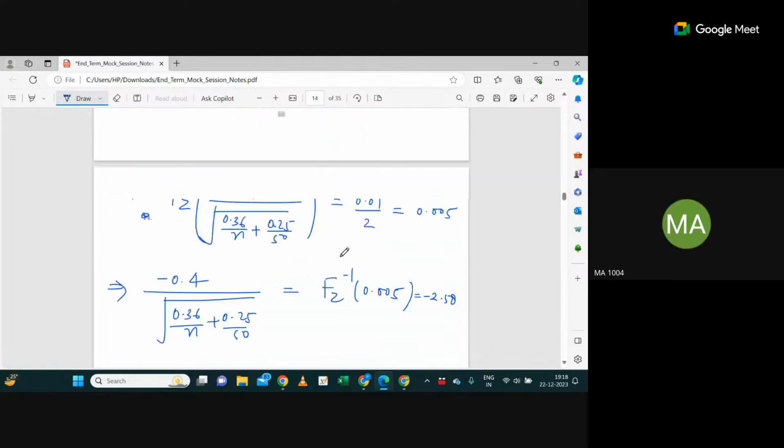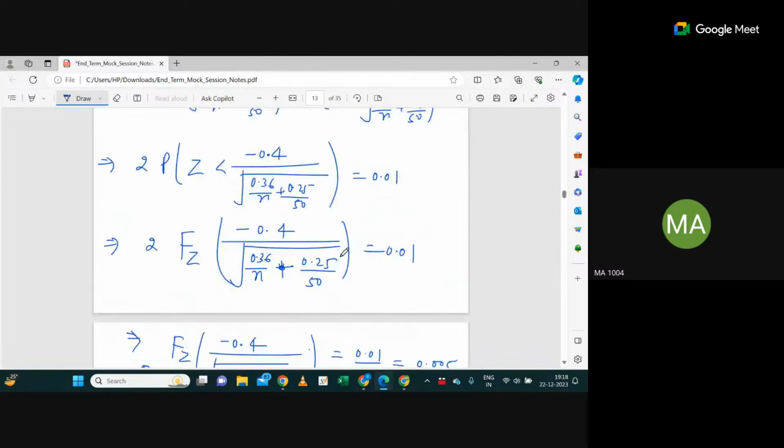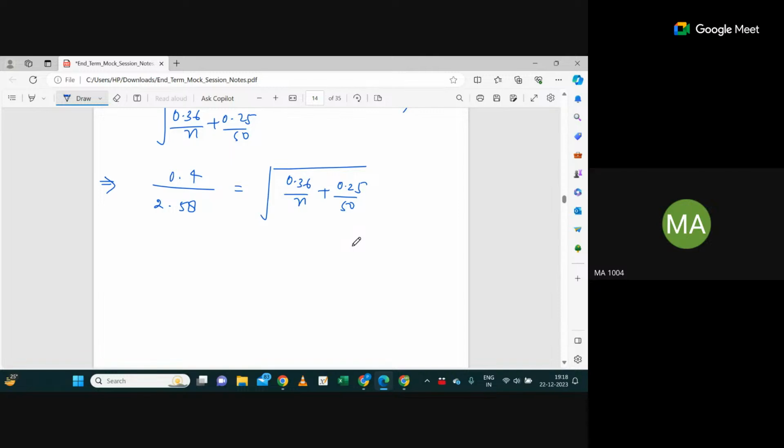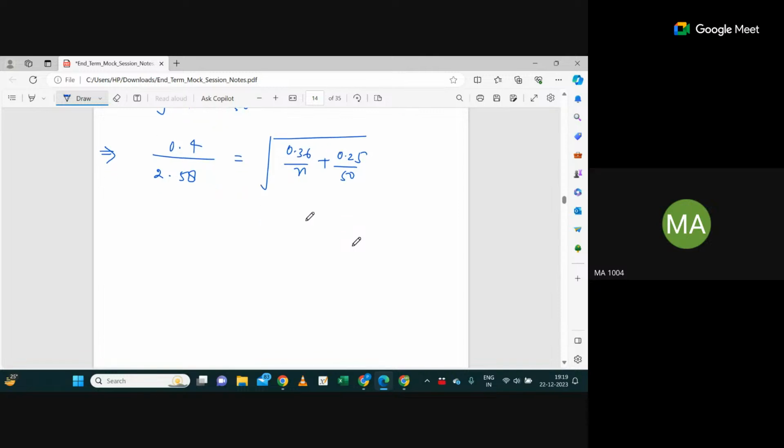Let's make this an equation, star. So that means here we'll get 0.4 divided by 2.58 equal to the square root of 0.36 divided by n plus 0.25 divided by 50. I have just substituted the values. Is this fine for everyone? Okay. Now, what should I do next?